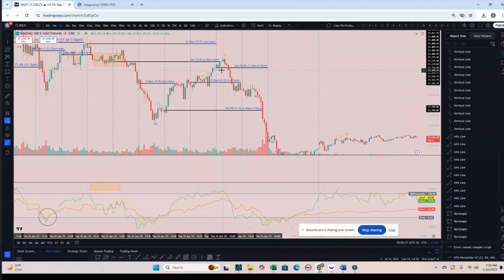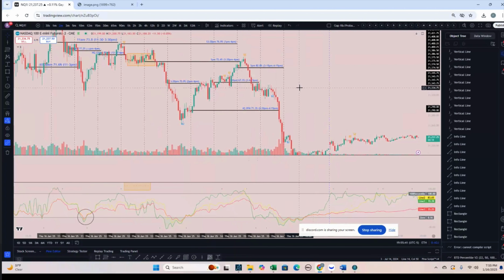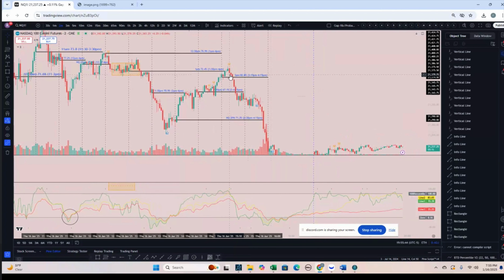Now, what do you notice at 3 o'clock? You have this one that hasn't been hit. What do you get? You get an SZ. The green crosses down the red, all the way to the bottom. So you see this. This was 8.75 points. That's the icing on the cake.